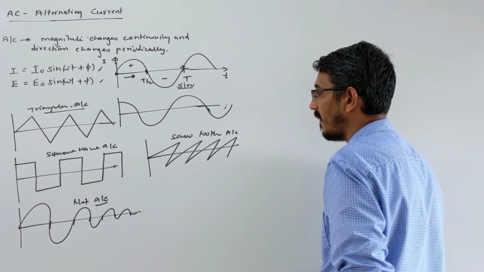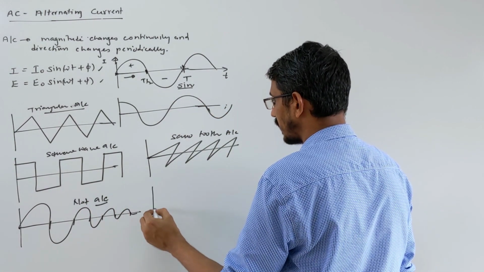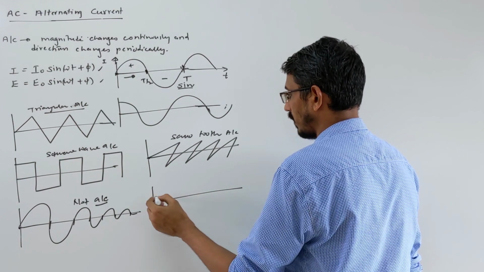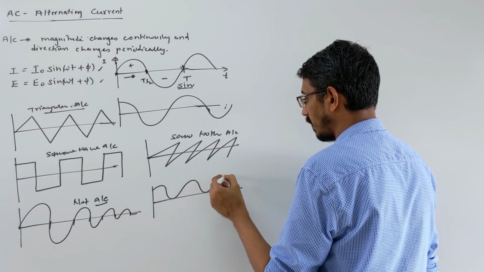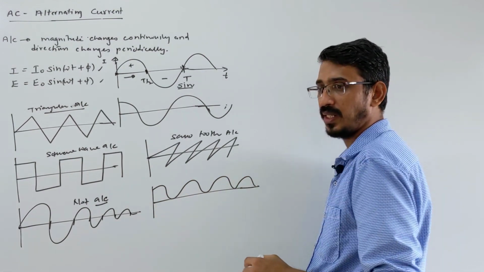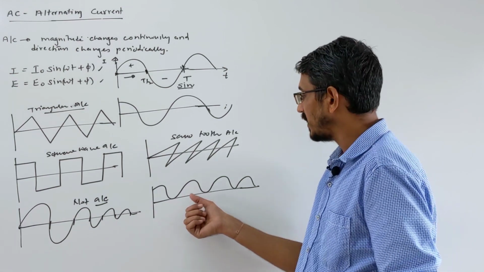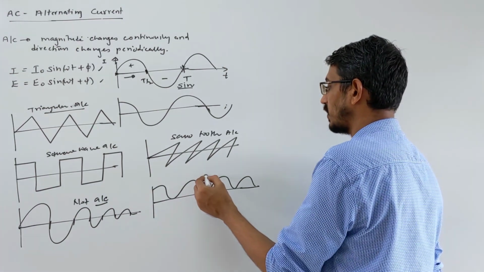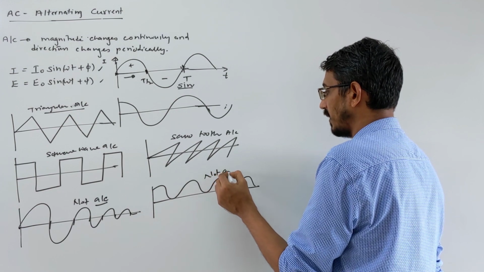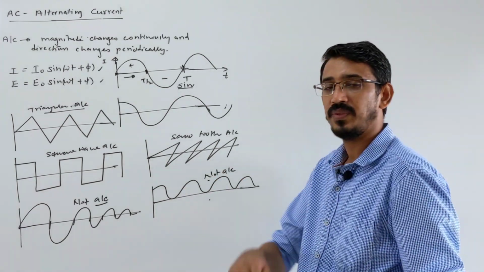Or suppose I draw the wave like this way. Then this is also not an AC. This is a DC actually, and its magnitude is varying. So this is also not AC. This is a DC with varying magnitude.